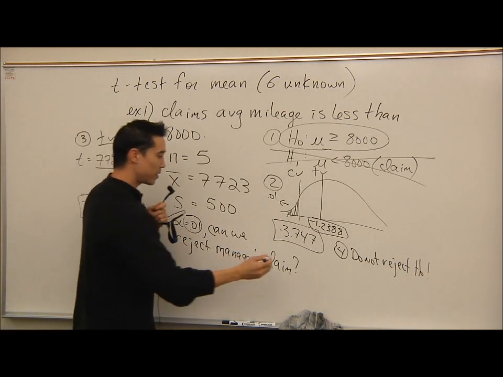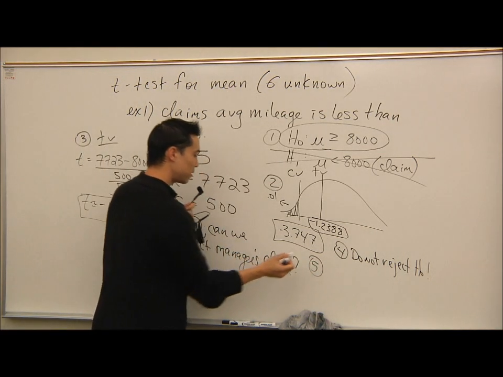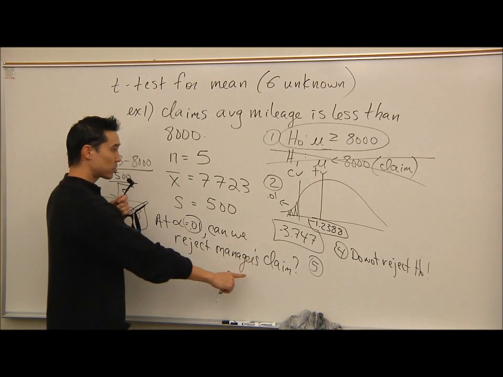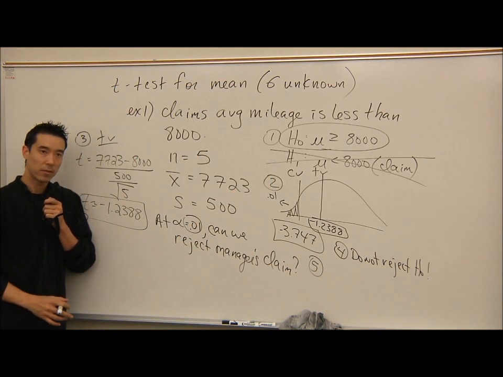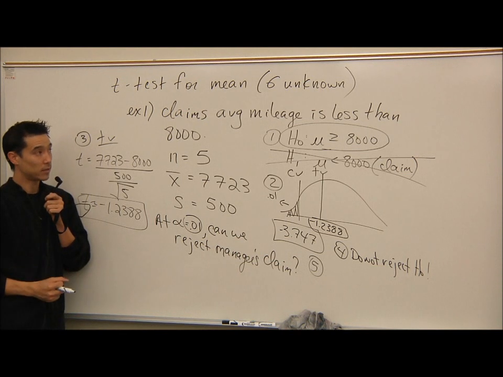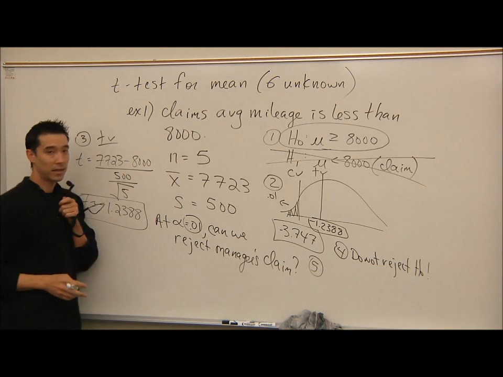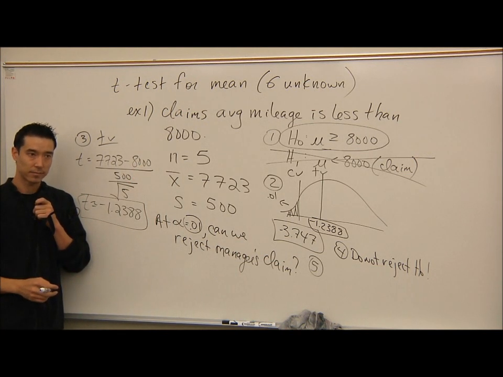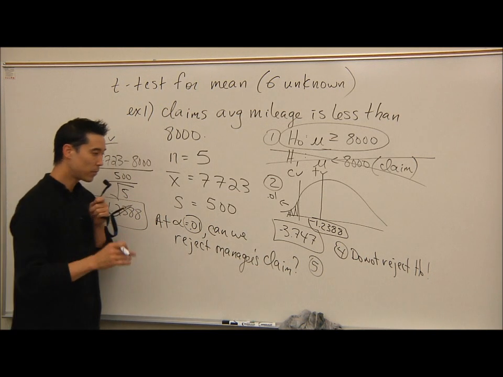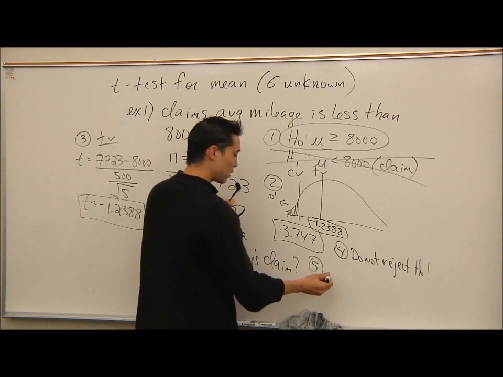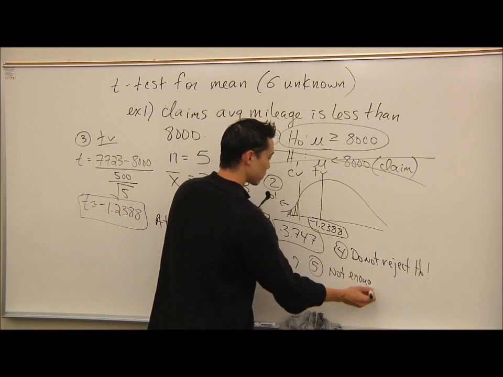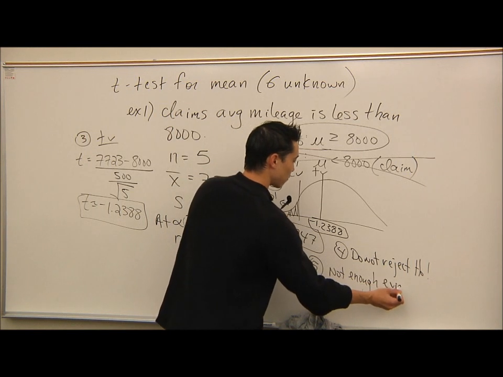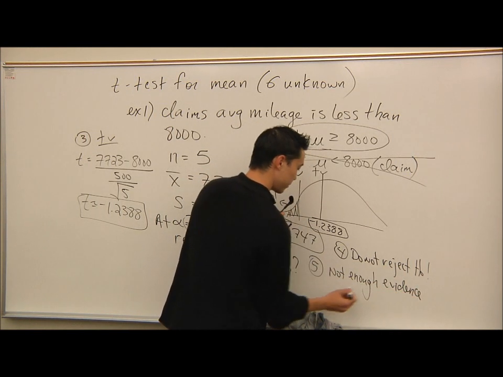Then step 5, in my own words, what happened in this problem? Can we reject the manager's claim? No. We don't believe the manager's claim, or there's not enough evidence to suggest the manager's claim that the average mileage is less than 8,000. However you want to put that in your own words: not enough evidence to agree with the manager, or to support the manager's claim.